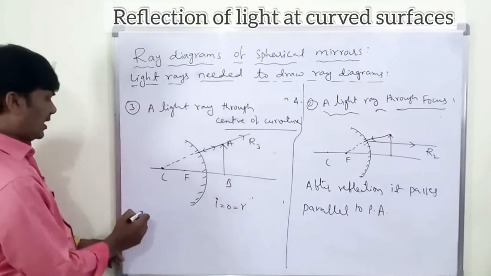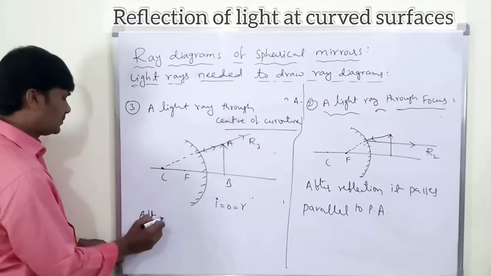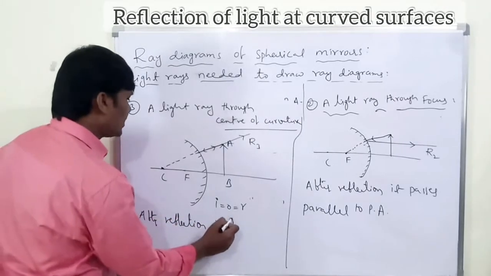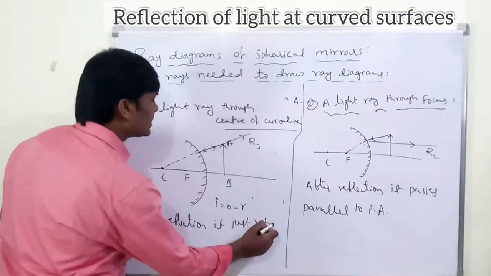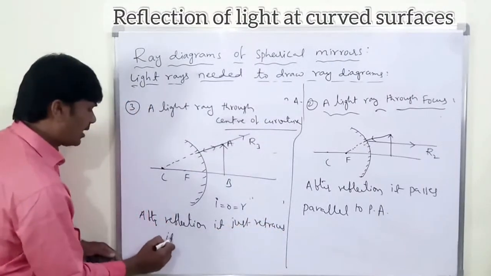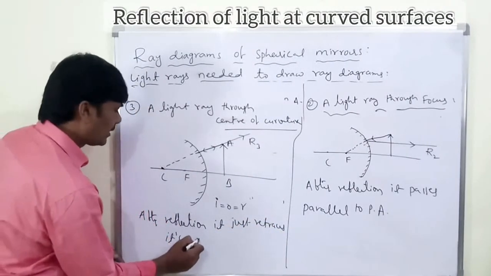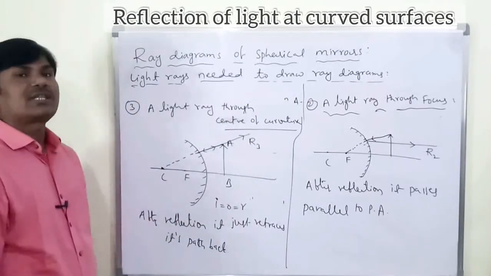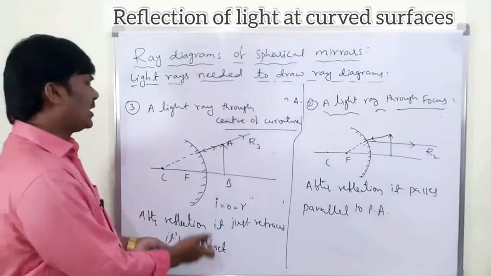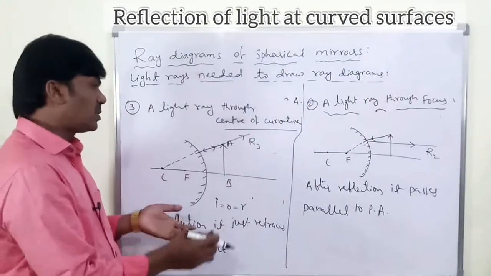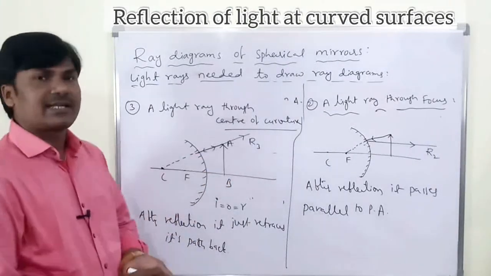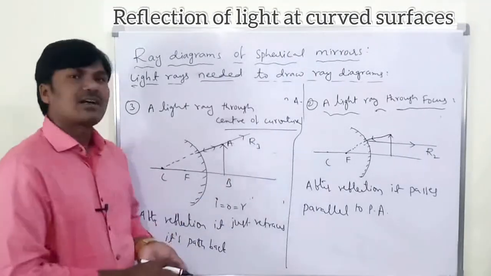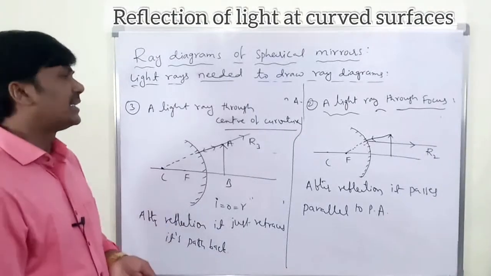Okay. So after reflection, it just retraces its path back. These are the 3 most important light rays, and we also need to take a 4th light ray. It's not much important, but only one case. It's just used in concave mirrors only. It's not much used in the convex mirror. Why? We will see in the next video.